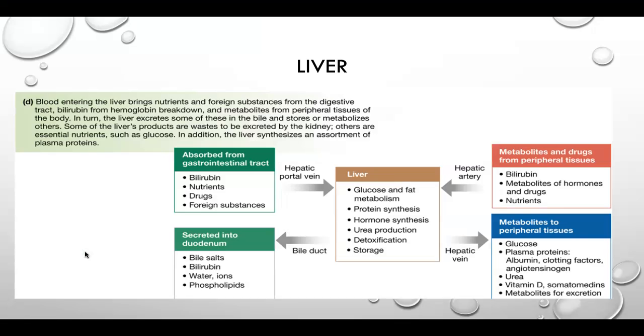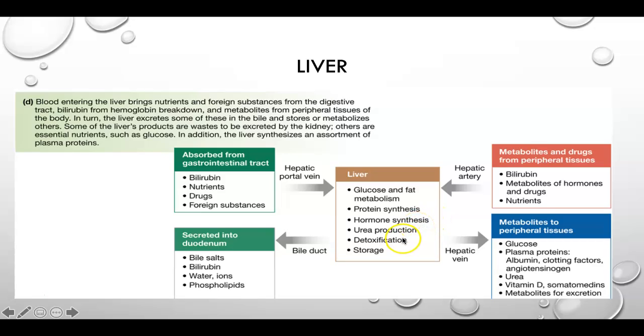And you can see here the liver, how it is absorbed from the GI tract. So bilirubin, nutrients, drugs, foreign substances. It goes to the hepatic portal vein, and then in the liver, they have glucose, fat metabolism, protein synthesis, hormone synthesis, urea production, detoxification, and storage.